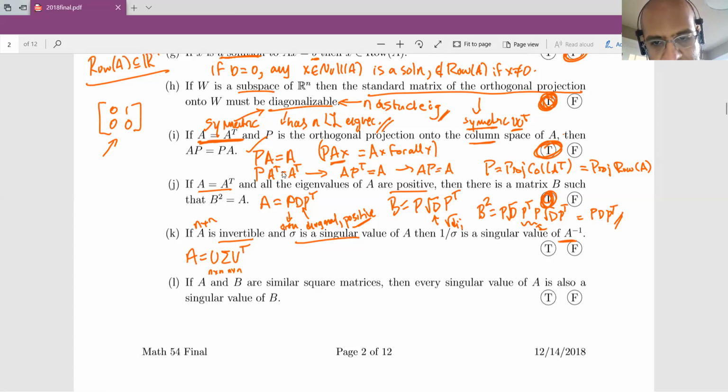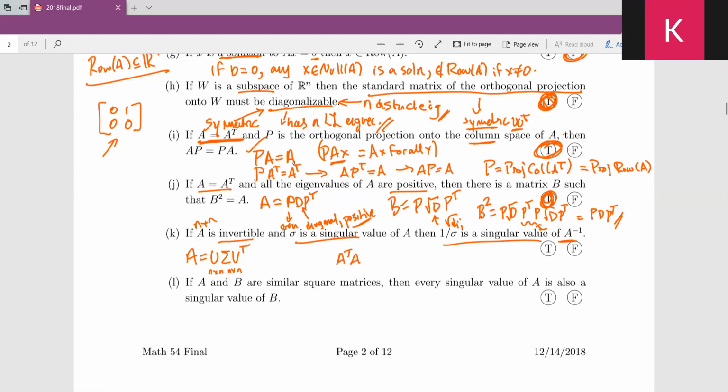I have a quick question. Didn't we have a theorem that if lambda is an eigenvalue of A, then 1 over lambda is an eigenvalue of A inverse? Yeah, that's correct. This is not an eigenvalue, though. This is a singular value. But didn't we calculate sigma as the square root of the eigenvalues? Yes, but of what? Of A transpose A. Oh, it was A transpose A.